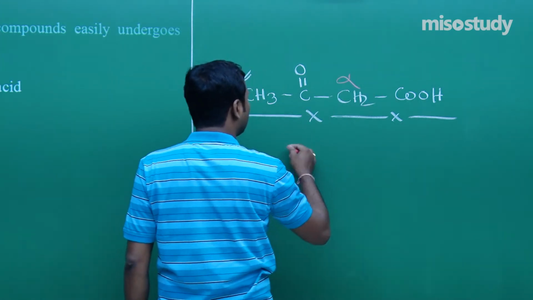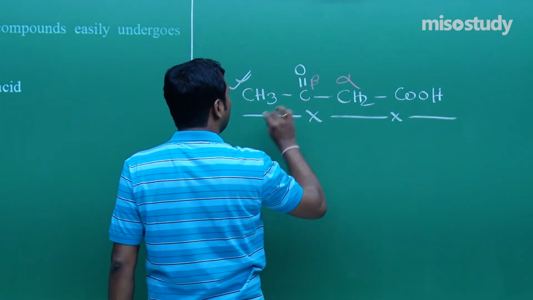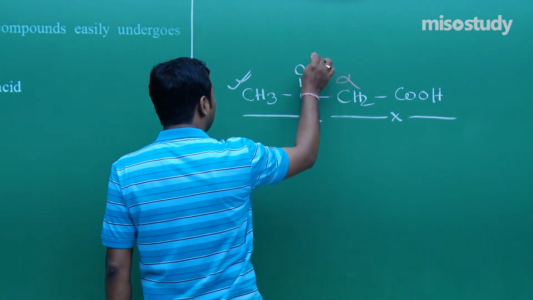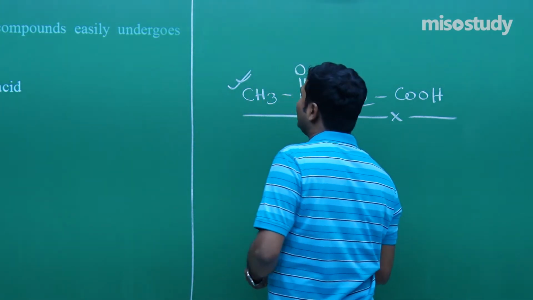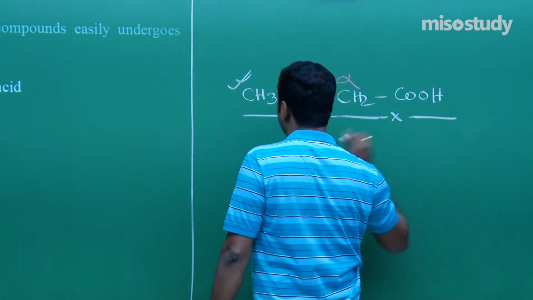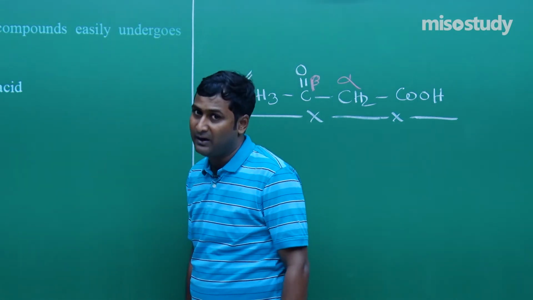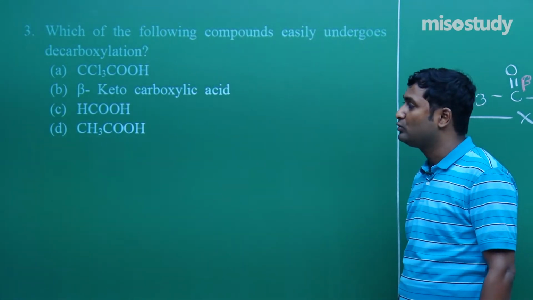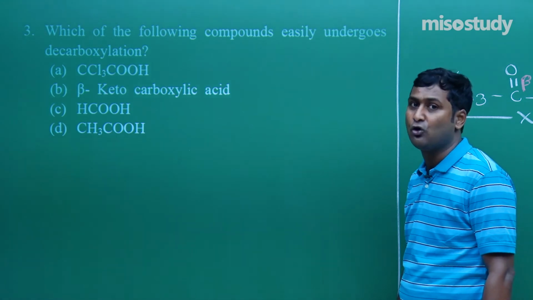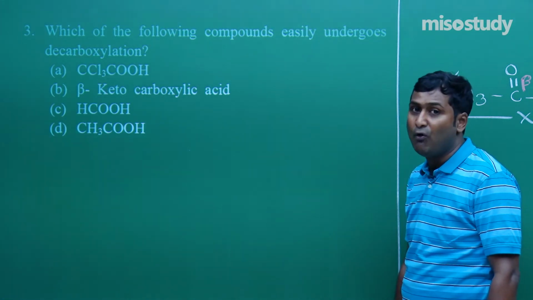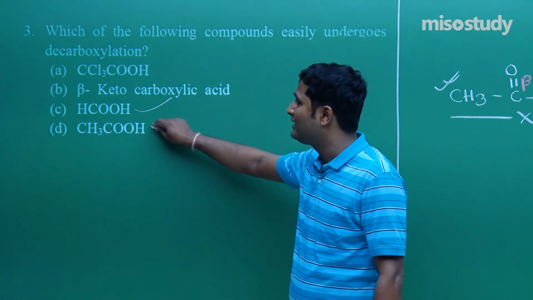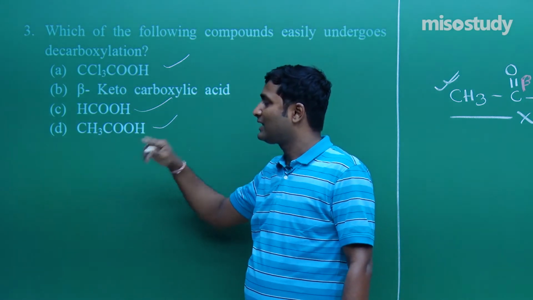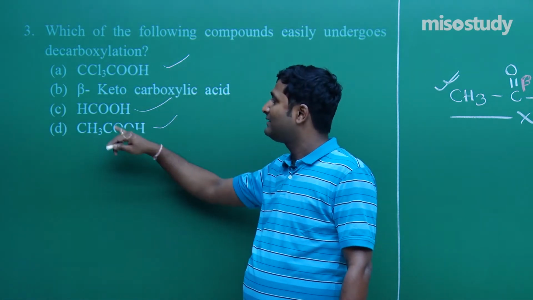This one is the alpha carbon and this one is the beta carbon. Clear to you? That is the decarboxylation. Due to the presence of the keto group, the decarboxylation reaction is most favored. Remember, during my lecture, I have also explained this decarboxylation. Due to the presence of the carbonyl or keto group, decarboxylation takes place more easily in comparison to this one and this one. Clear? This one is more acidic in nature.